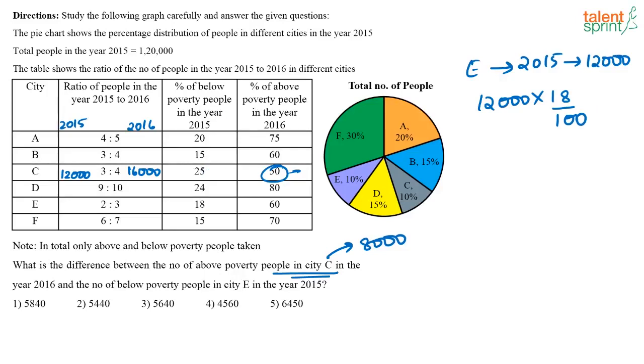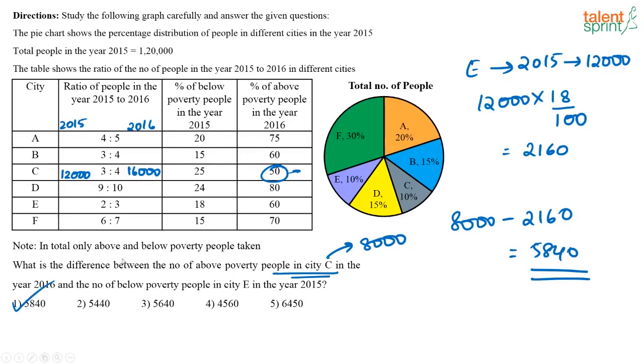You have to find the difference. This was a fairly easy one, no? Calculation wise, compared to the previous question, this one was fairly easy. So I think you will get the answer as 2160. So find out this difference, 8,000 minus 2160. That is equal to 5840. Correct answer is option 1.